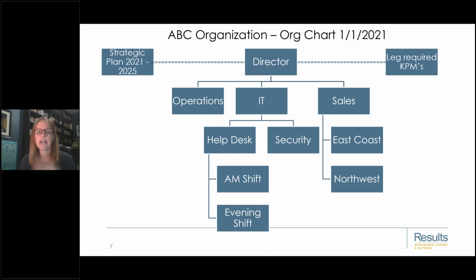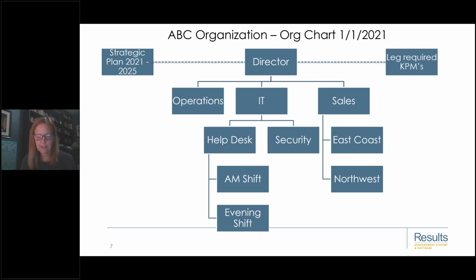I have my top level director's office, CEO office. This organization has a strategic plan that has metrics. They also have KPMs that the legislature requires. If you're a private organization, you might have a board of directors, for instance, that have different metrics they want to review every quarter. Then when we think about the operations, my simple ABC organization has three divisions: operations, IT, and sales.